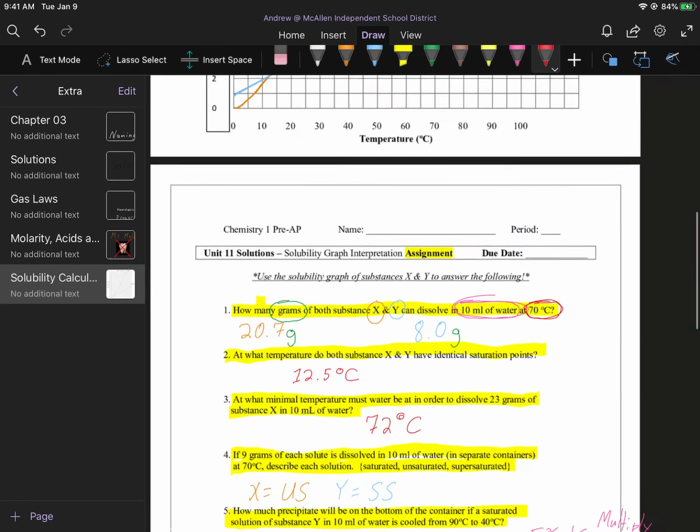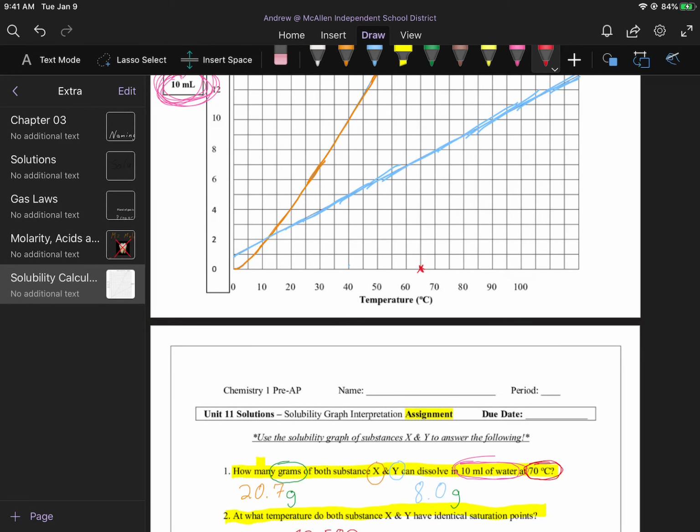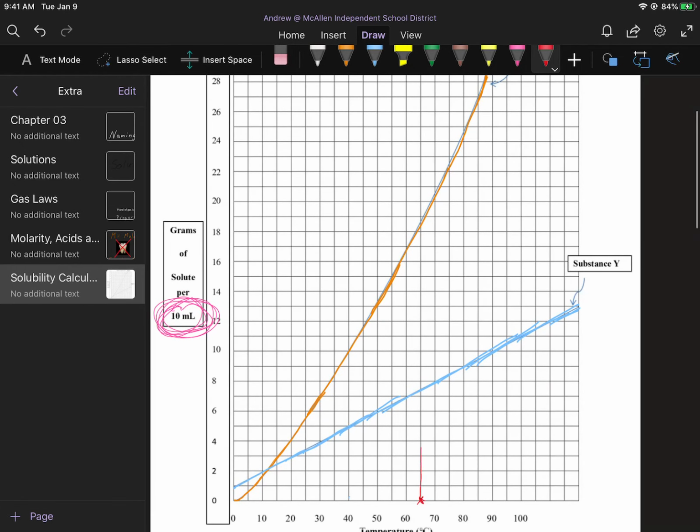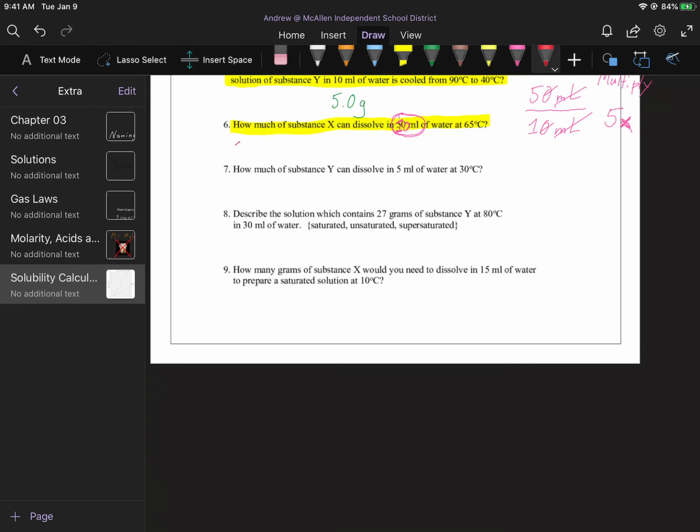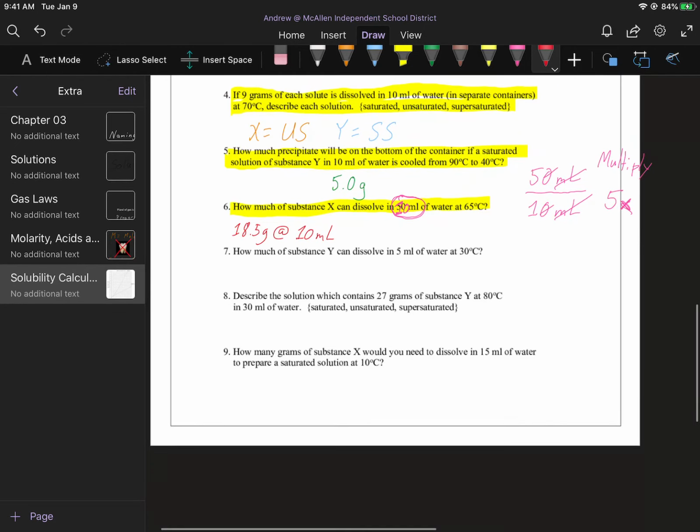So we're going to go up to 65 degrees Celsius, and we're looking at substance X. Right about there. I would call that probably 18.5. And then what we were doing, let's write this down. It's 18.5 grams at 10 milliliters. So we're going to take that, and we're going to multiply by 5. And that's going to give us our answer, 18.5 times 5, 92.5 grams.